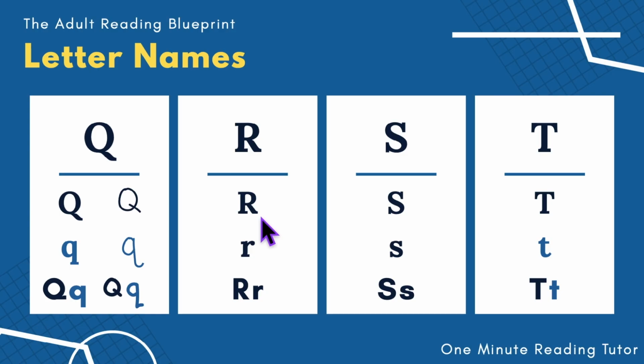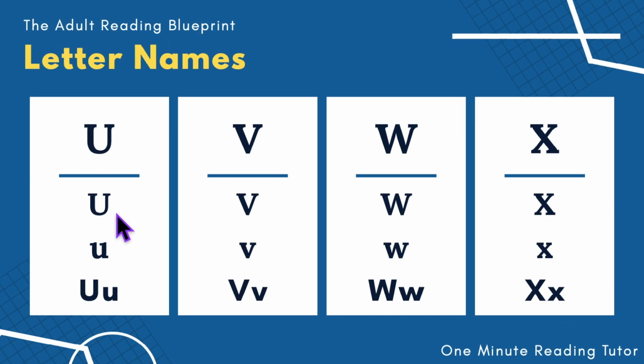R, capital R, lowercase r, R. S, capital S, lowercase s, S. T, capital T, lowercase t, T. In some fonts, T has a curve at the bottom. Other times it's just a straight line up and down.